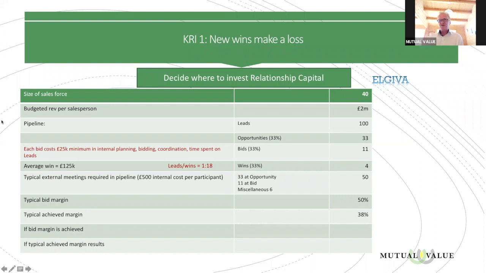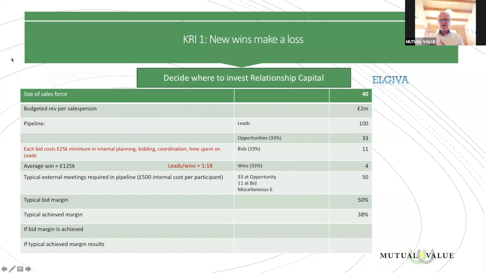This is not unusual. In my experience, win rates of between 1 in 8 and 1 in 12 on new business are pretty standard. Actually, though, when you look at it, your lead to win ratio is 1 in 18, but that's a different thing. So they've got that ratio. What's it costing them? Well, to go through those 100 opportunities, you need to call them up, you need to do desk research, you send out the email to everybody saying, has anybody ever worked with so-and-so?